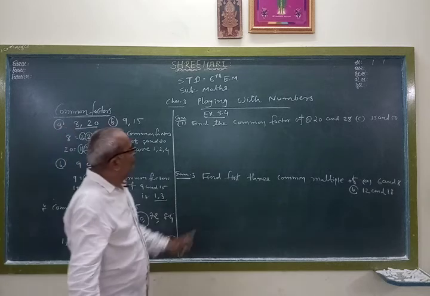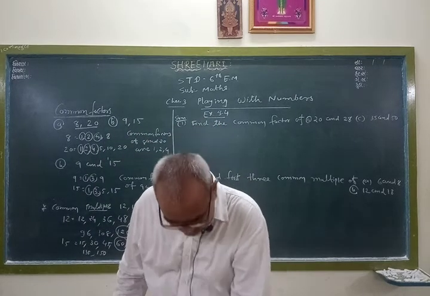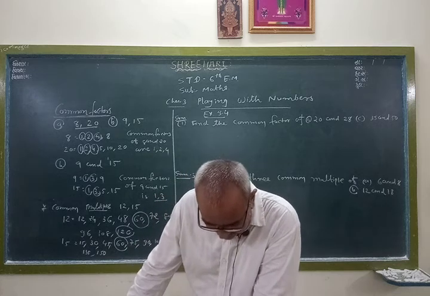Now we are going to study exercise 3.4. So sum number 1, find the common factors of 20 and 28.